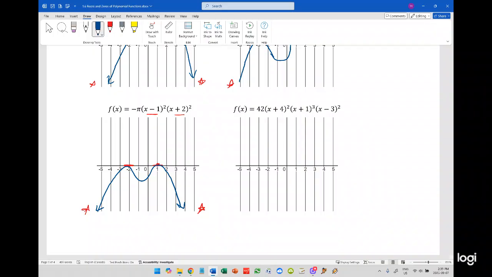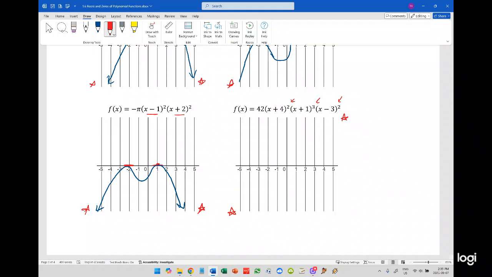And finally, a big leading coefficient of 42, but again, the actual value is irrelevant. It's positive. We have an order 2, an order 3, and an order 2 again. That's a total of degree 7. All odd polynomials with a positive leading coefficient start low and end high. So we already know it's going to start low and end high.